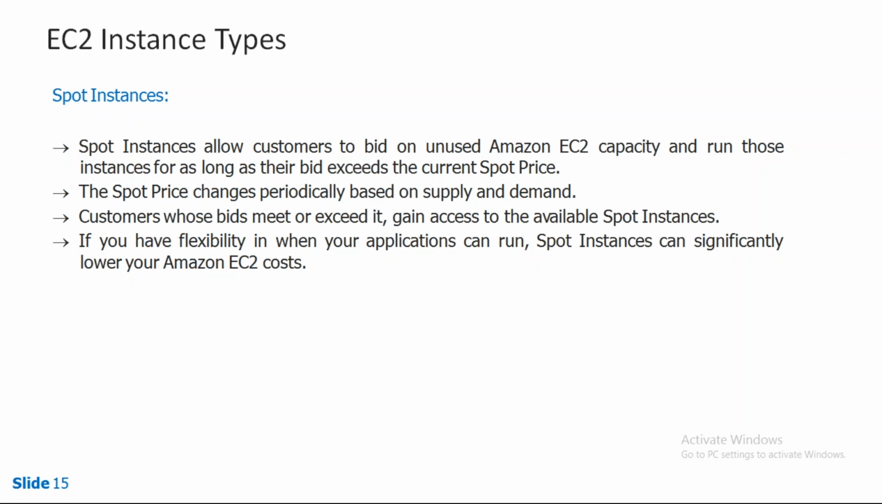You are going to pay only so much. So when you're paying only so much, obviously they'll be worried about the payment, so first they'll terminate the instance. So this is all about spot instances. If you have flexibility in when your applications can run, spot instances can significantly lower your Amazon EC2 cost, of course, because we have decided what amount we want to pay in this case. So that's all about the three different types of instances based on their pricing model, which we have already seen yesterday.